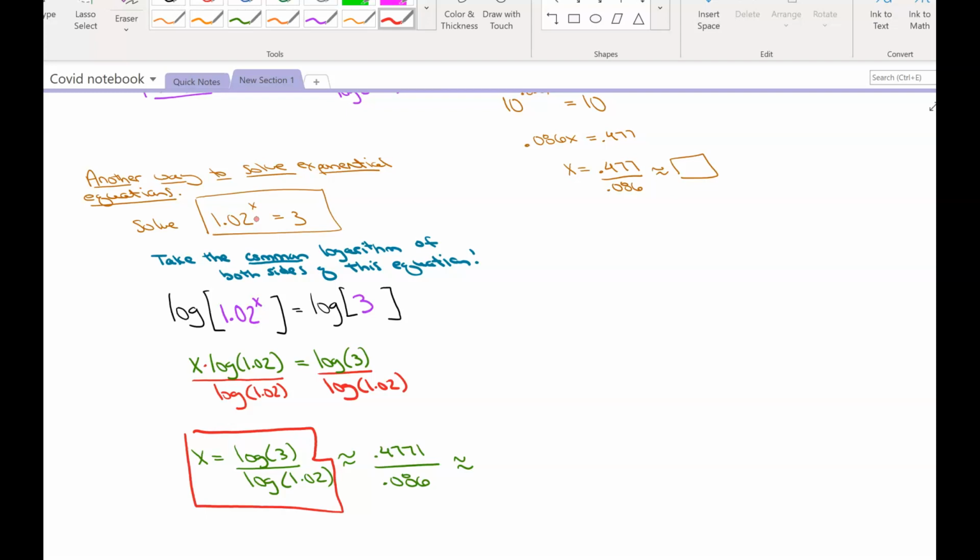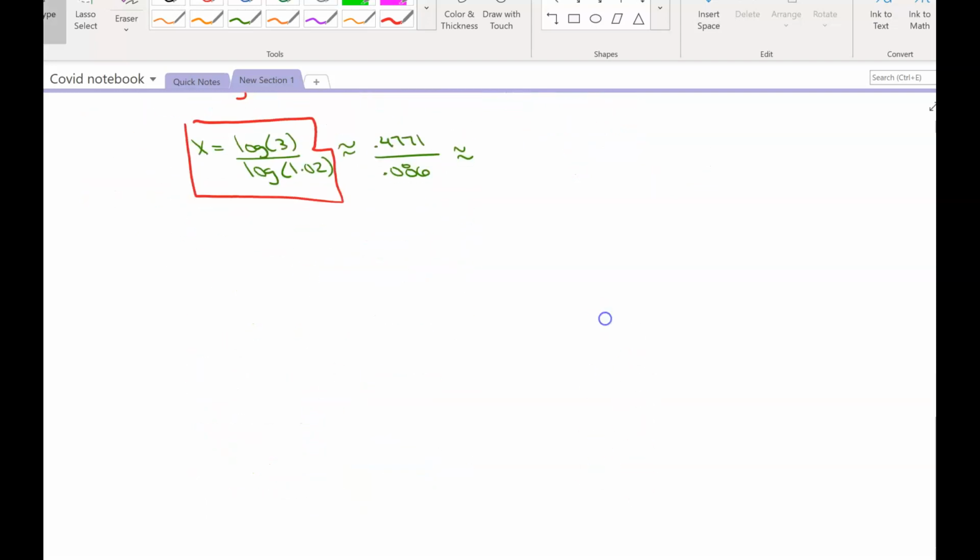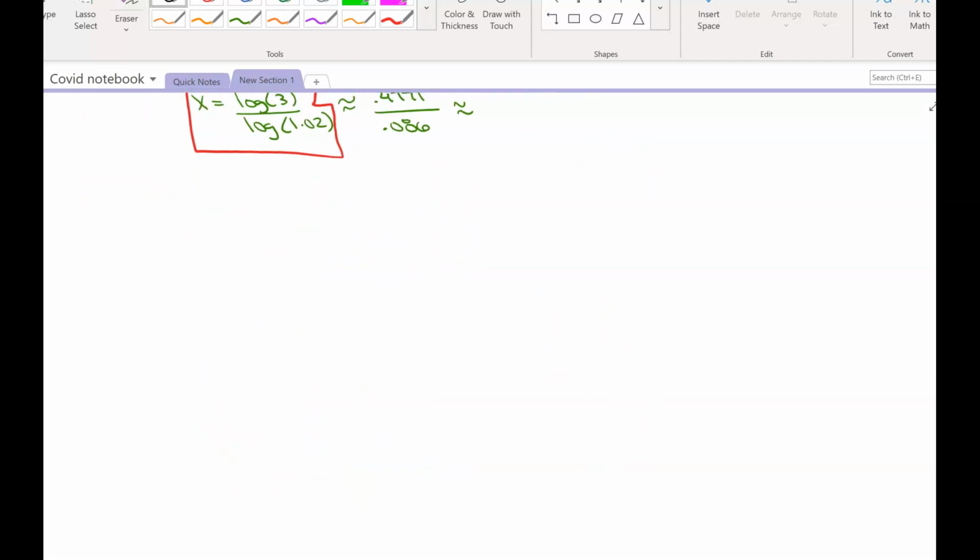So let's do another one, shall we? I'm going to give you a couple of equations to solve. Go ahead and let's solve the following for x.